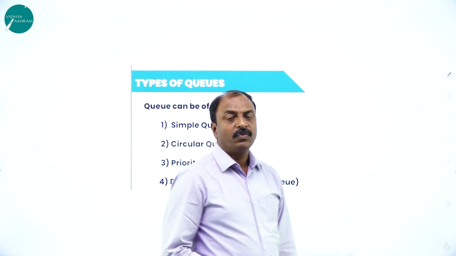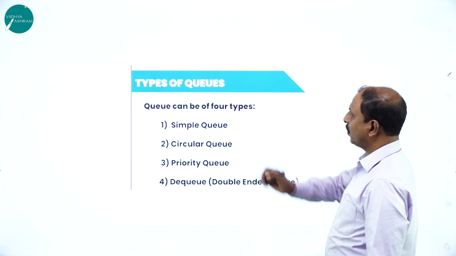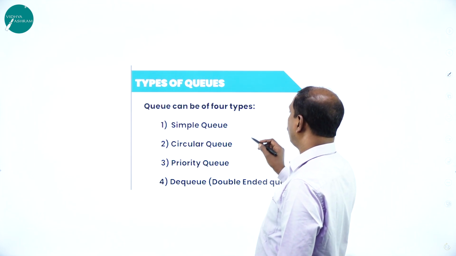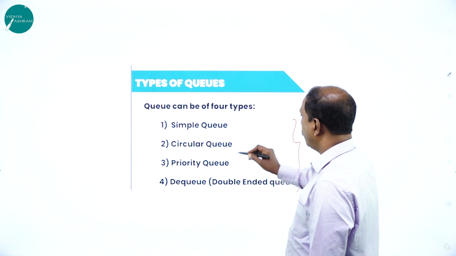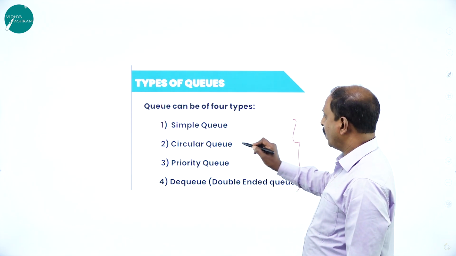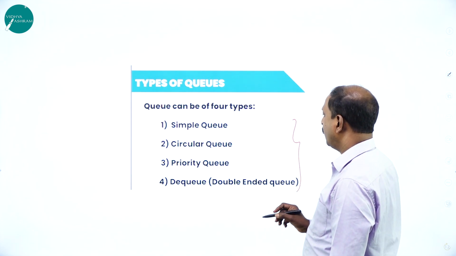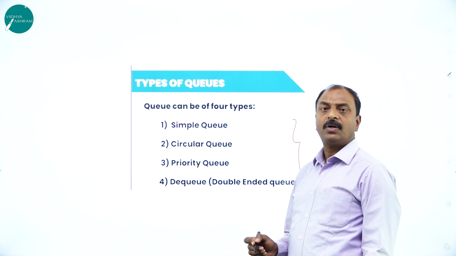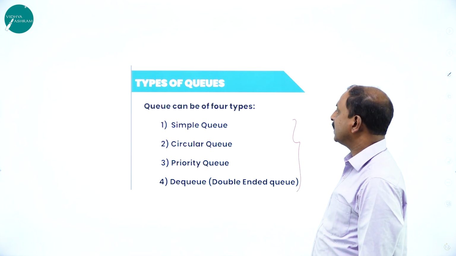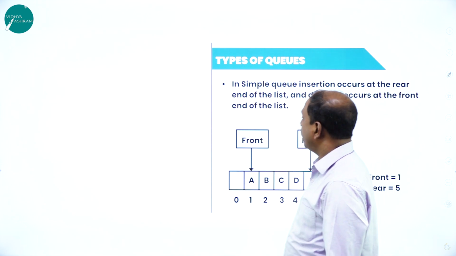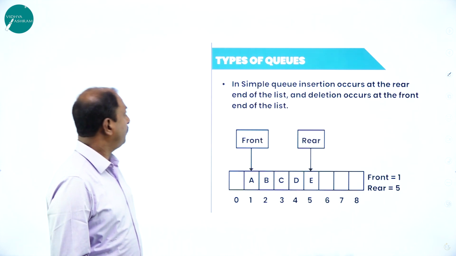Now let us see what are all different types of queues. Here we can have the following types of queue: simple queue, circular queue, priority queue, and deque. These are all different types of queue data structure. Now let us see what is a simple queue.